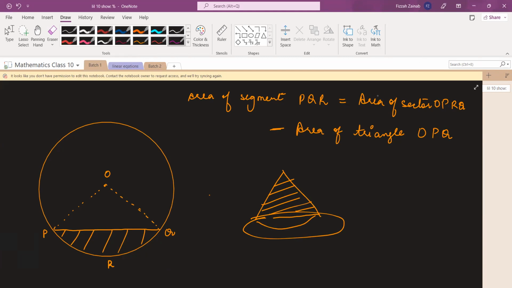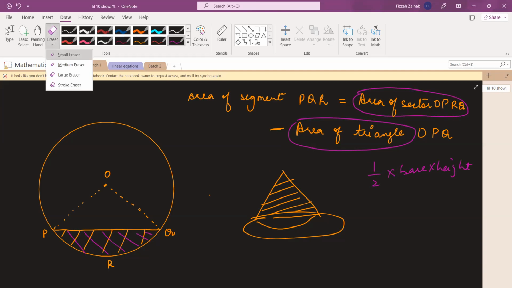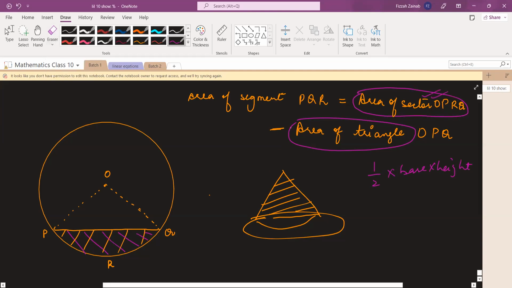Now, the area of a sector we already know how to find. We know the formula, right? Now what is the formula for the area of a triangle? One by two into base into height. Understand? So now we know both formulas, and we can just subtract and find the area of segment PQR. This is the area we will get, the purple one. In terms of R, the radius, and theta, this angle, we know the sector formula.